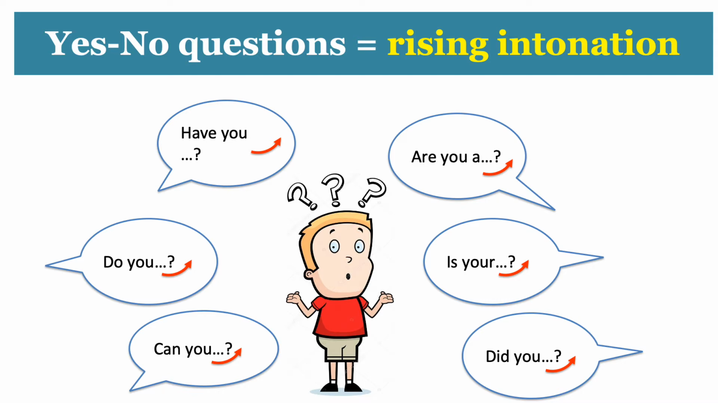For example, have you ever been to Australia? Yes, no. Do you like ice cream? Yes, no. Can you swim? Yes, no. Are you a boy? Yes, no. Is your mom fat? Yes, no. Did you do this? Yes, no.